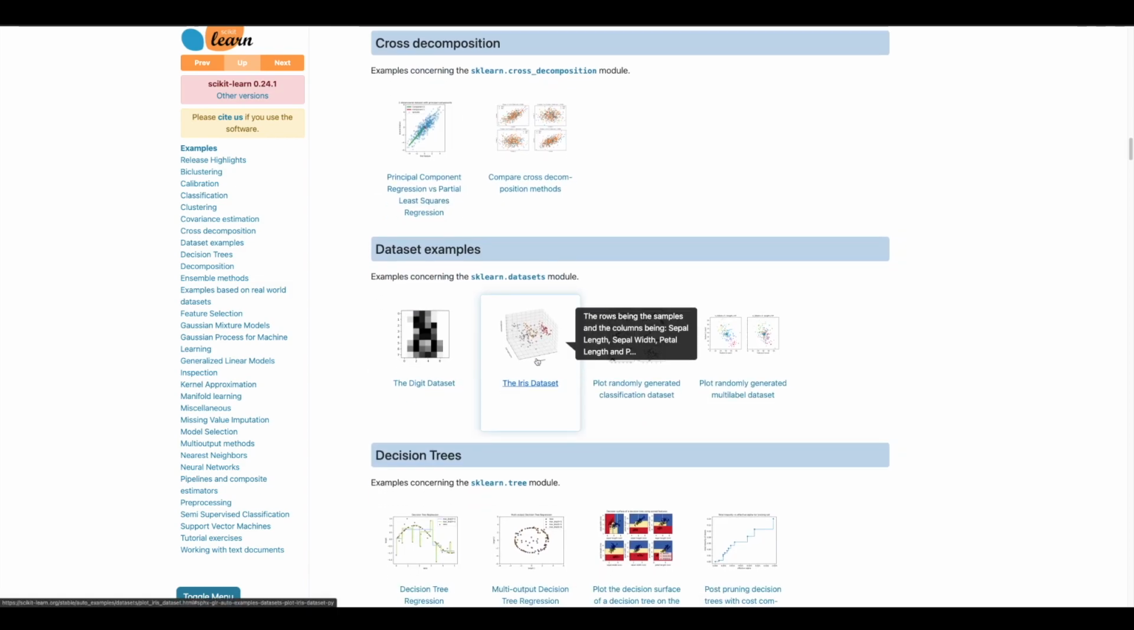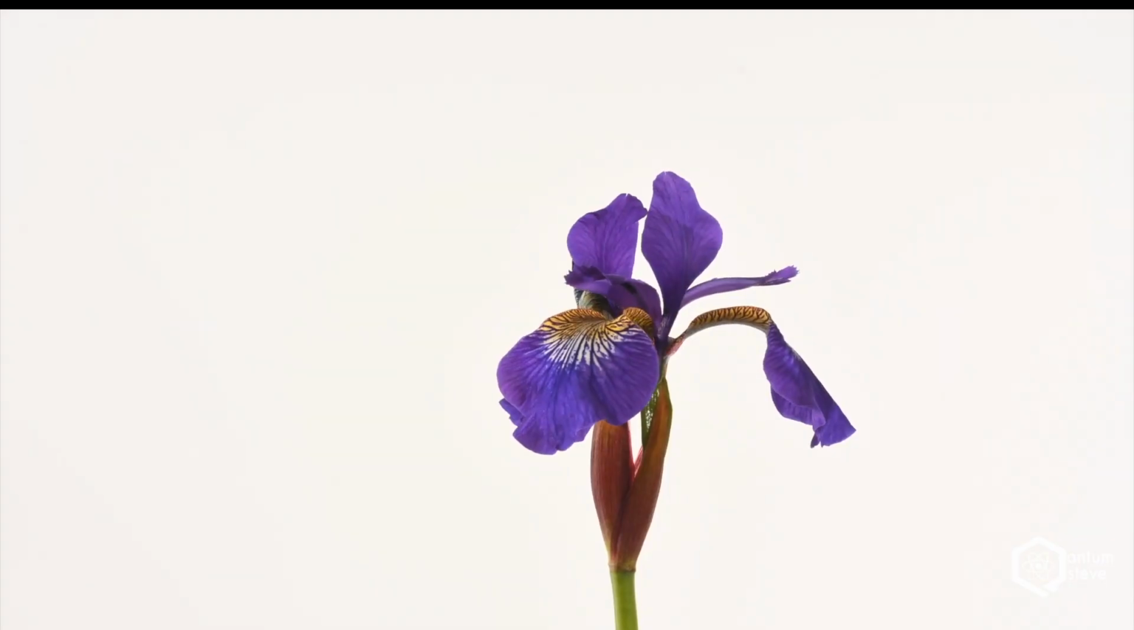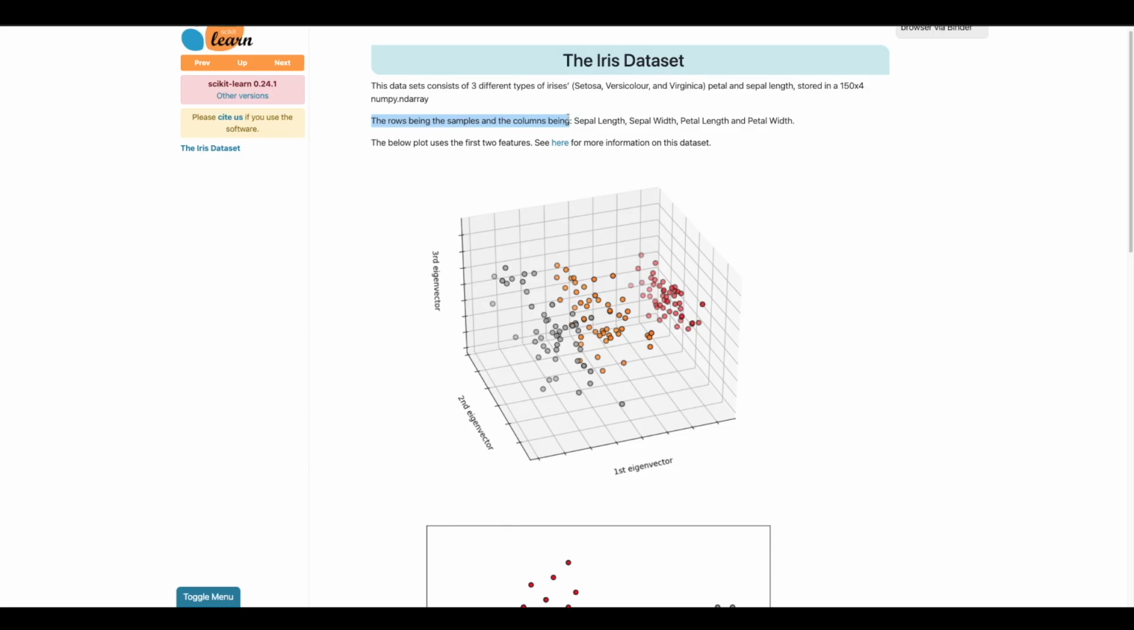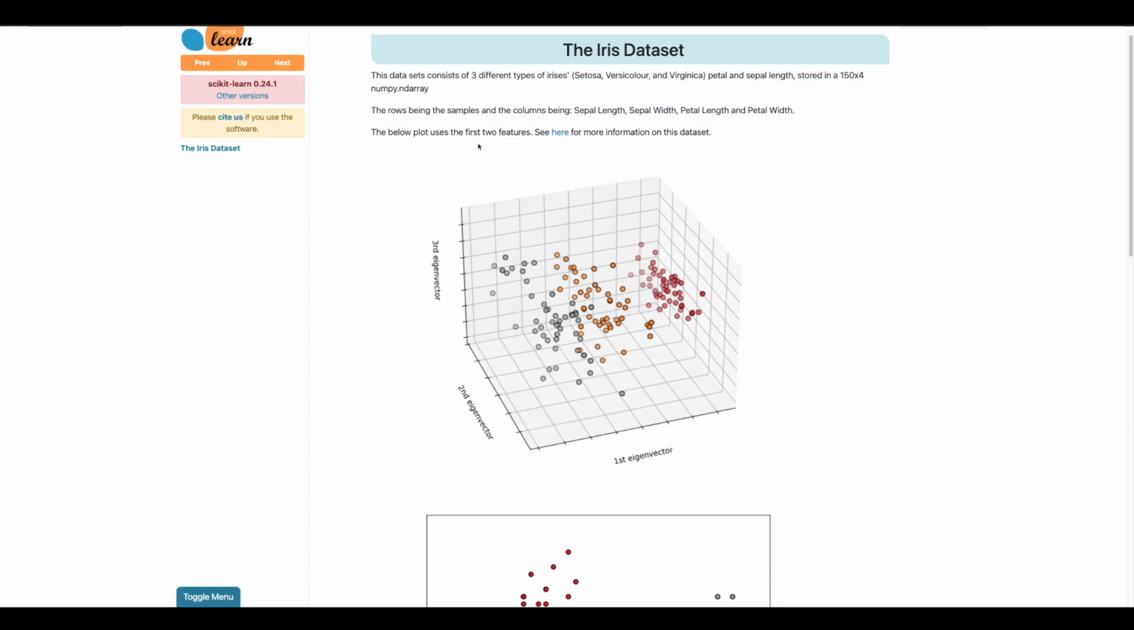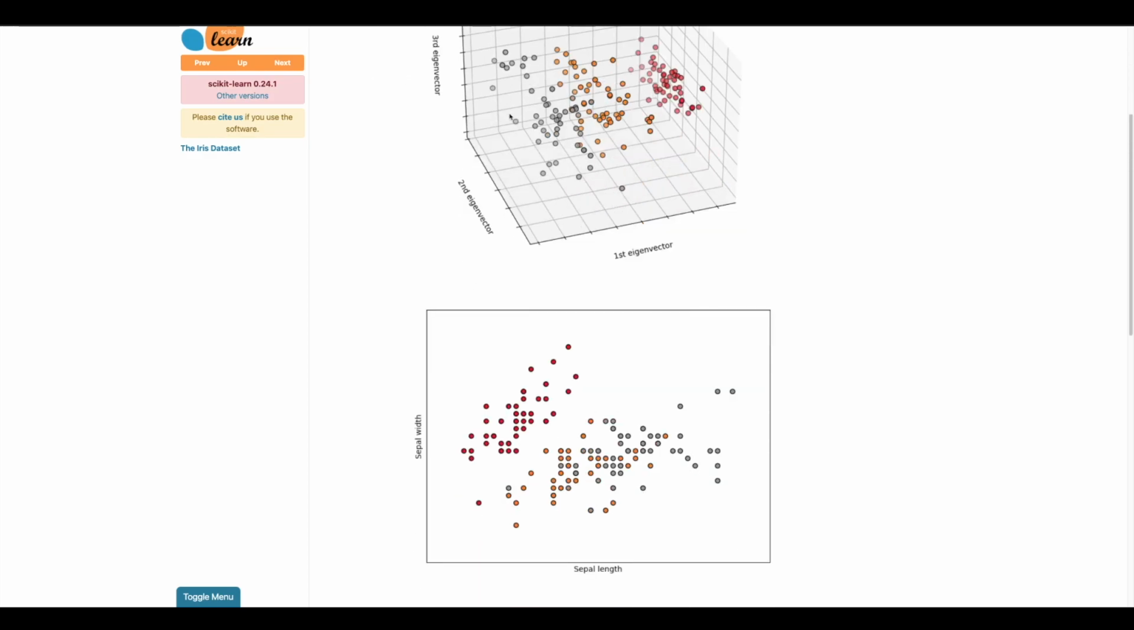So I'm scrolling down a little bit and how about we use the iris dataset? So the iris dataset consists of three different types of irises, the flower iris. And these flowers are basically represented by four numbers: a sepal length, sepal width, petal length, and petal width. So just four numbers. Those four numbers are called features. And we're going to be using those four numbers to then classify the irises, so these flowers.